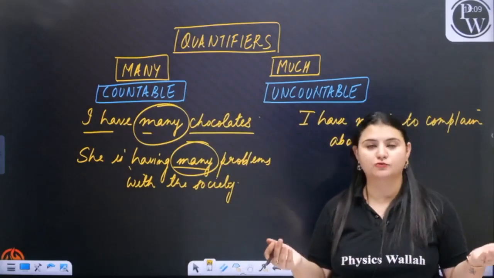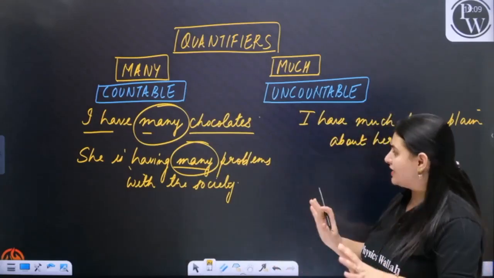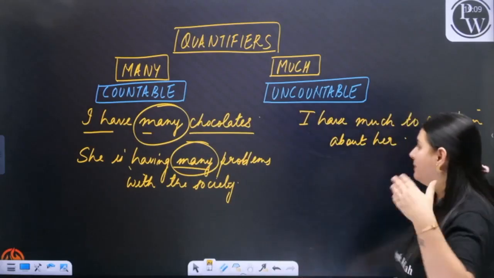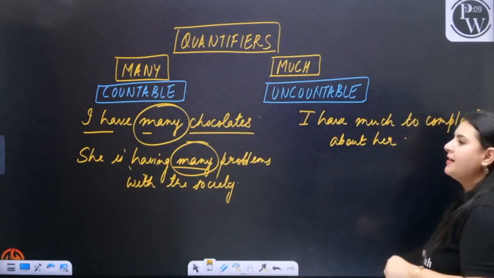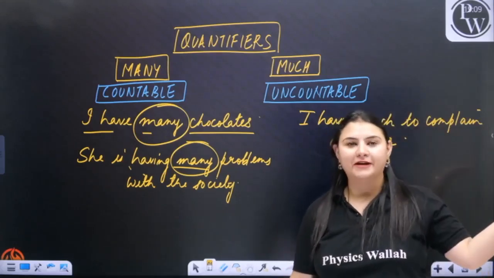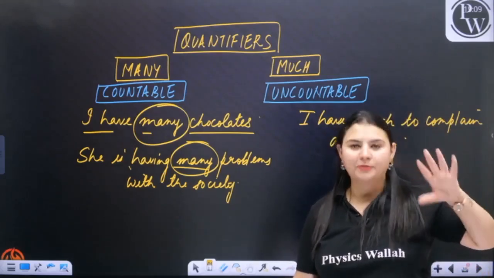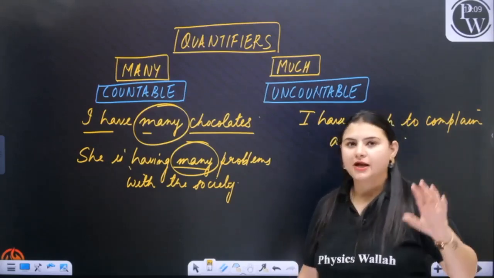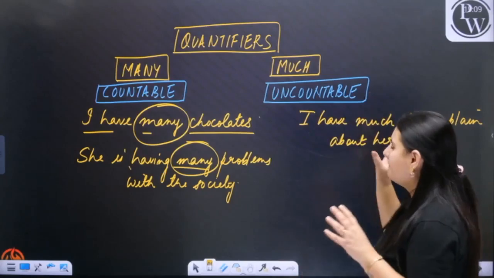She has a lot of problems. She has many problems. Many problems that she can talk about. But here in this case, I have much to complain about her. Now, complain cannot be quantified. That is something that cannot be counted. It can be quantified, but it cannot be counted. That is why we have used much with it.